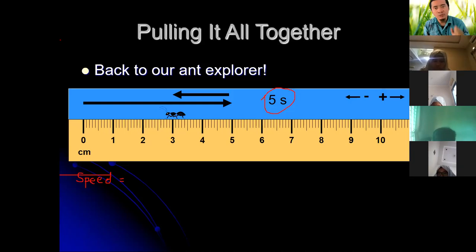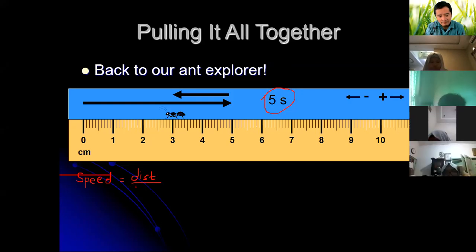Okay, Rafa Alvaro, we will answer this one step by step. Speed equals what? Distance or displacement? Yeah, speed equals distance per time, isn't it?